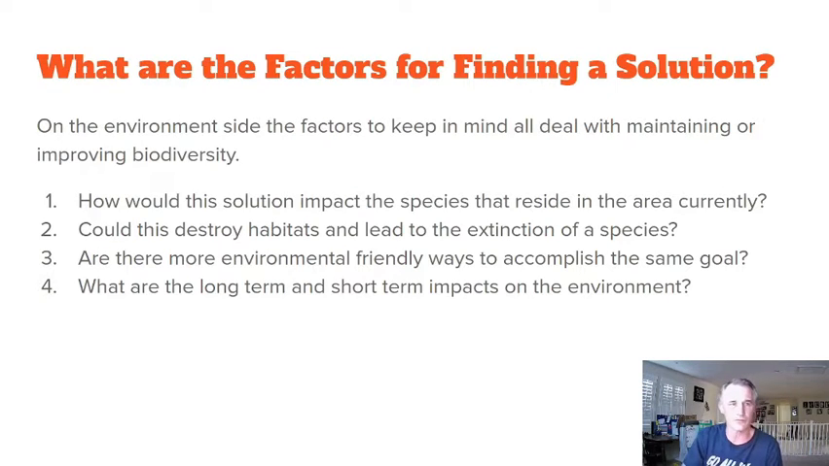So when we're doing this, what are the factors for finding a solution for something like this? Well, on the environmental side, we have to make sure that biodiversity is maintained. So we have to ask questions like, how would this solution impact the species that reside in the area currently? Or could this destroy habitats that lead to the extinction of species? Are there more environmentally friendly ways to accomplish the same goal? And what are the long-term and short-term impacts on the environment?